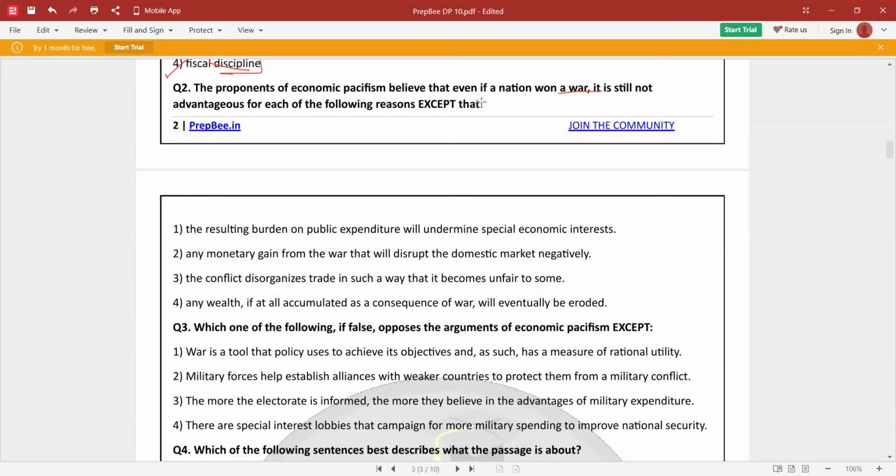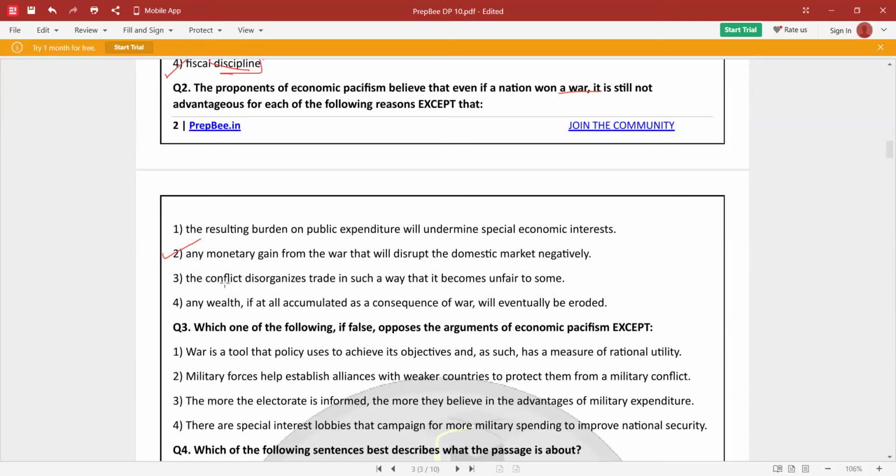The proponents of economic pacifism believe that even if a nation won a war, it is still not advantageous for each of the following reasons, except that the resulting burden on public expenditure will undermine special economic interest. Now, okay, we'll hold on to this. Any monetary gain from the war will disrupt the domestic market negatively. Demand will increase, prices will increase.